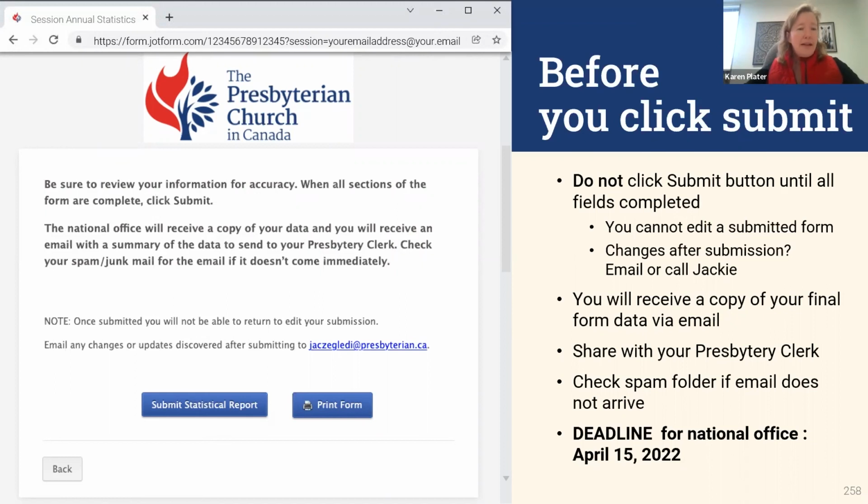When you hit Submit Statistical Report, you're going to receive a copy of your final form data by email. And what was Maggie's line? Check your spam box. And if it's not in your spam box, email Jackie. She'll help figure it out for you. And remember to share it with your presbytery clerk. Reminder, the deadline is April 15th, 2022.